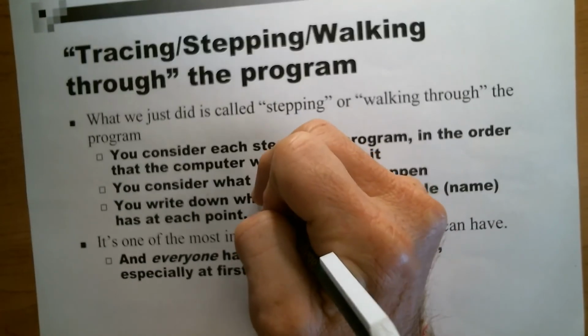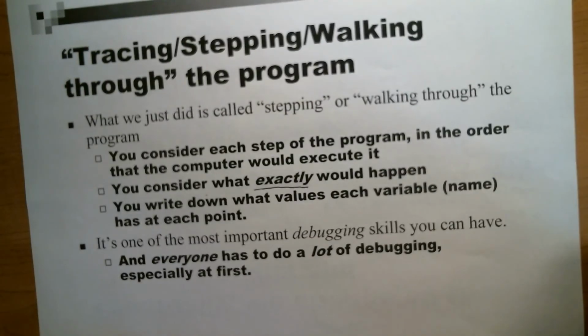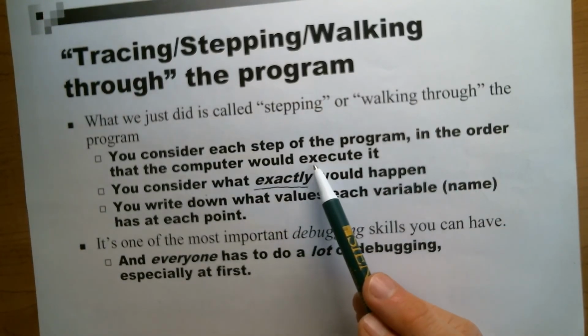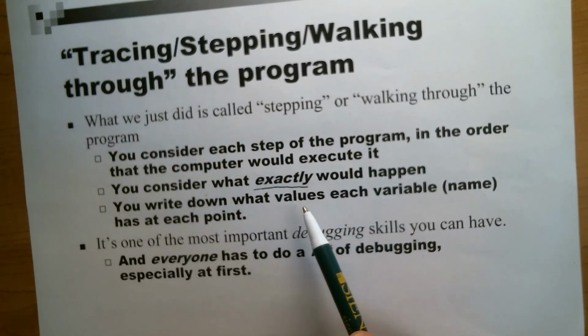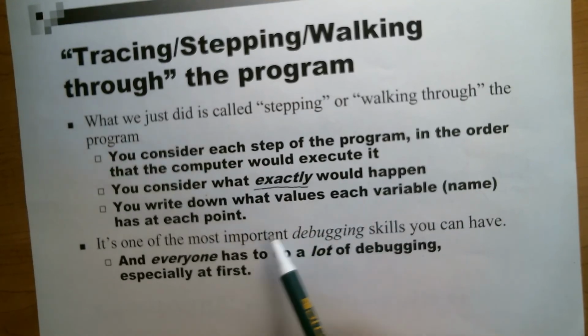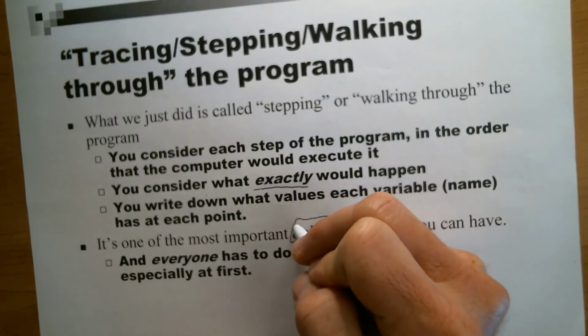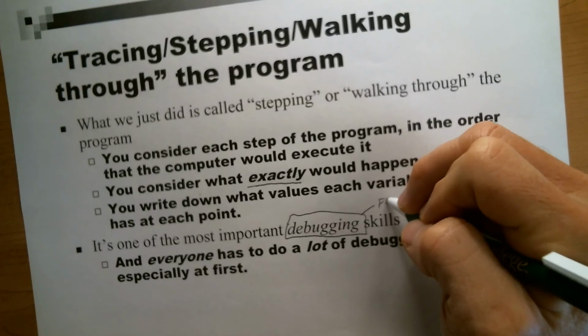And you consider exactly what's going to happen and what the computer has to execute. So again, the process is considering each step of the program and the order the computer would execute it. You consider what exactly would happen, and then you write down the values of each variable at different points of the program. And it's one of the most important debugging skills you can have, which is basically finding mistakes in your program.